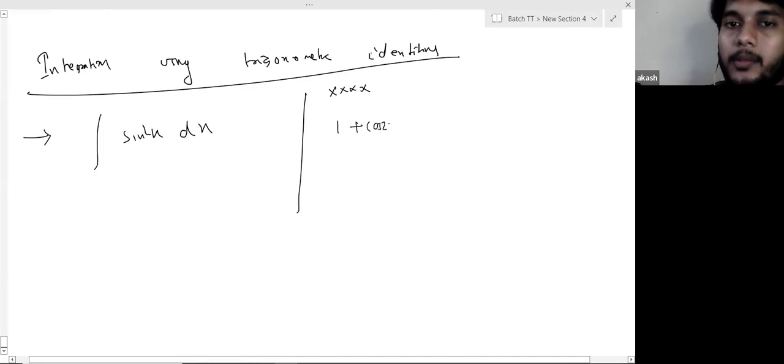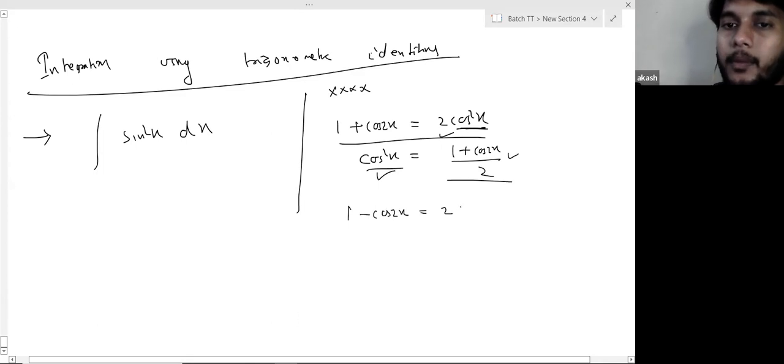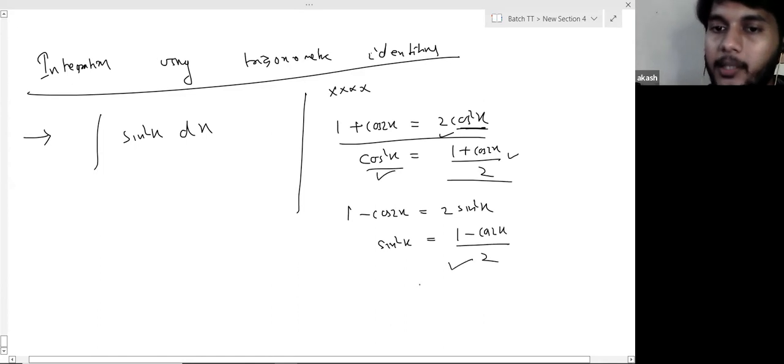1 plus cos 2x is 2 cos square x. So if you have to integrate cos square x, you have to throw this 2 to this side: 1 plus cos 2x by 2. You can integrate this one, not this one. So whenever you see cos square x, replace the value with this function. Remember this formula: 1 minus cos 2x is 2 sine square x. So whenever you face the integration of sine square x, you have to write 1 minus cos 2x upon 2. You can integrate this function.